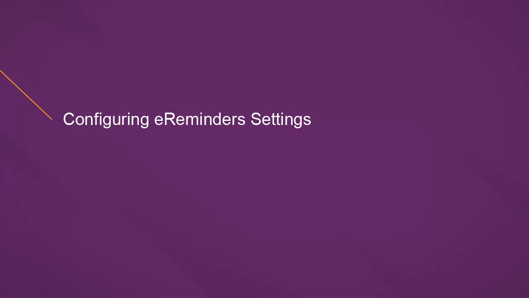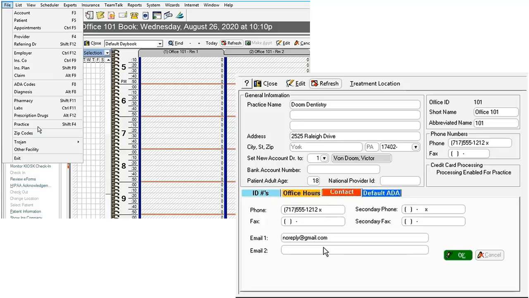Configuring eReminders settings. eReminders is an appointment reminder service that automatically contacts patients due for an appointment, enabling you to spend more time helping patients in the office. After enrolling in the eReminders service, you will need to configure the service in your software.